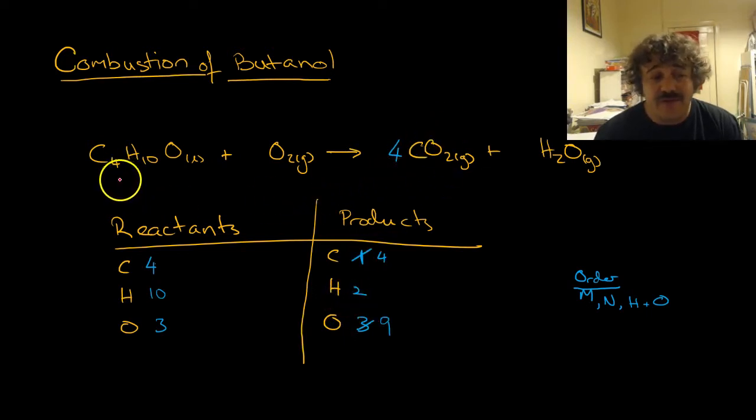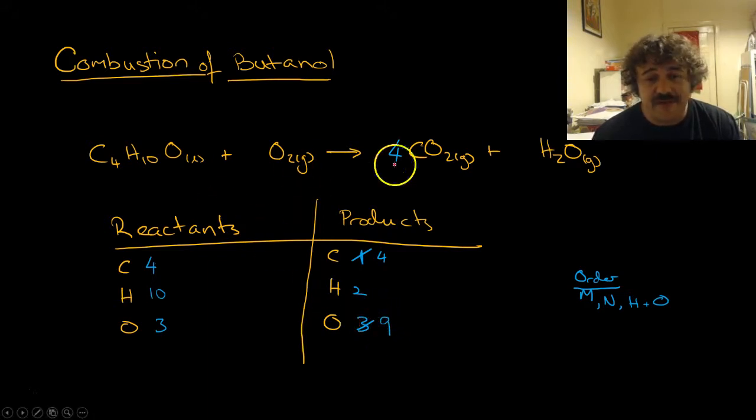We've got 4 carbons over here. We put a 4 at the front. Okay, so only changing the coefficient. And we now have 4 carbons. Our non-metals, except hydrogen and oxygen, are balanced. Unfortunately, it puts our oxygen up to 9. So that's an issue. So let's do our hydrogens. We'll see where we end up.